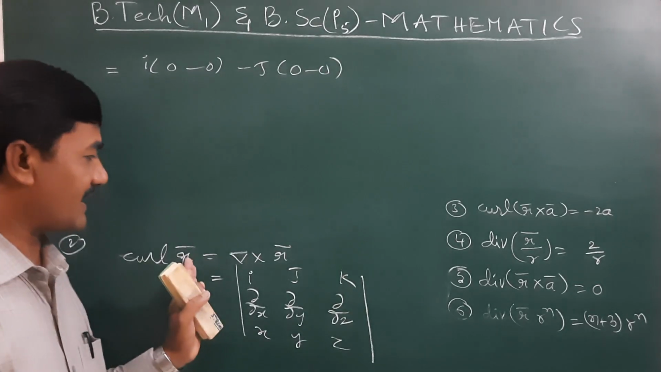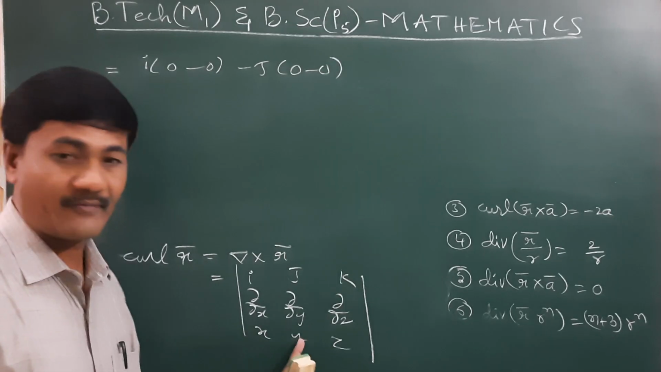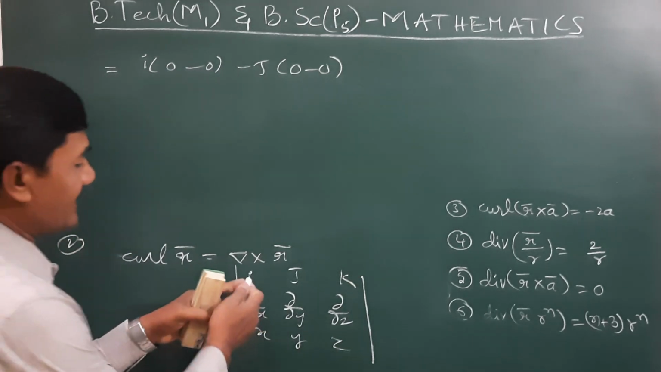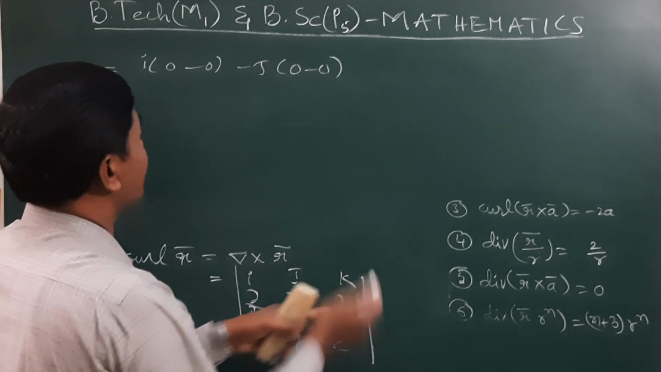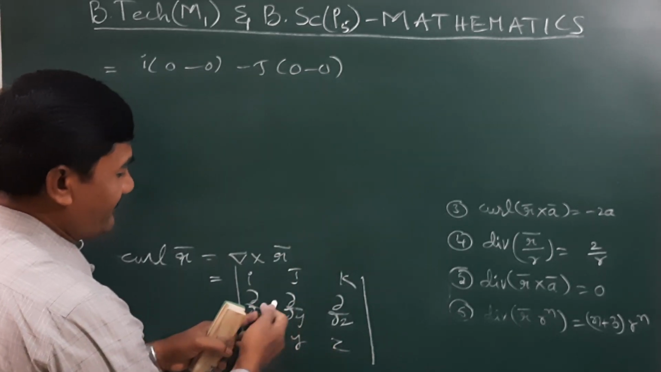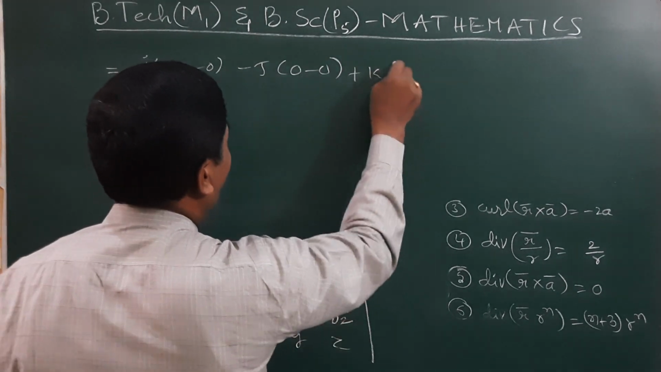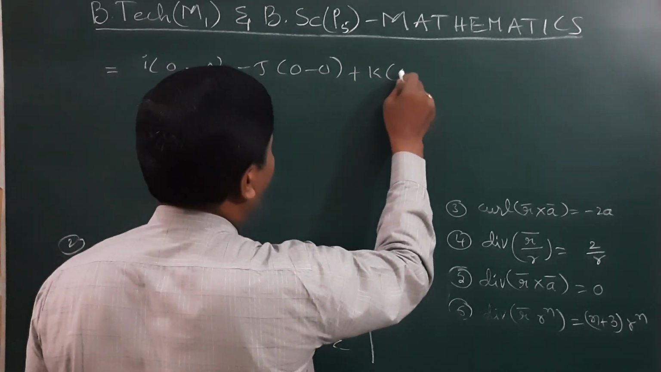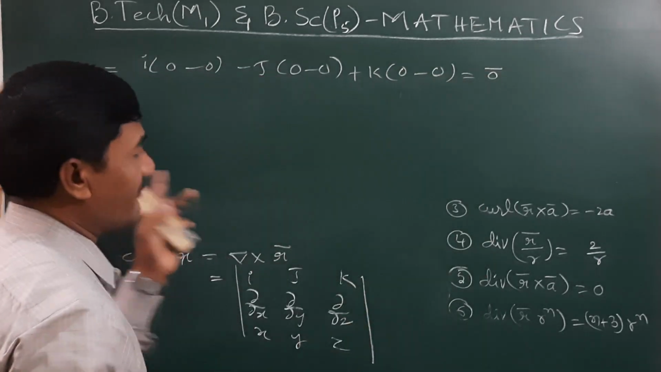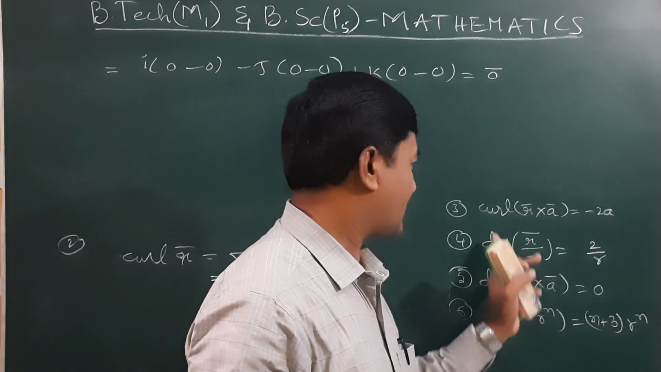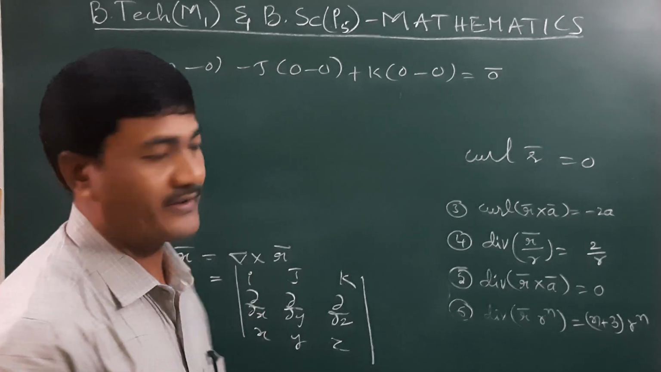So curl r bar is equal to del cross r bar. That is the determinant of i, j, k, ∂/∂x, ∂/∂y, ∂/∂z, f1, f2, f3, that is x, y, z. That is i times ∂/∂y of z means 0, minus ∂/∂z of y means 0. And j times ∂/∂x of z means 0, ∂/∂z of x means 0. Plus k times ∂/∂x of y is 0 minus 0. It is simply known as 0 bar. So therefore curl f is equal to curl of r bar, which is equal to 0 bar.